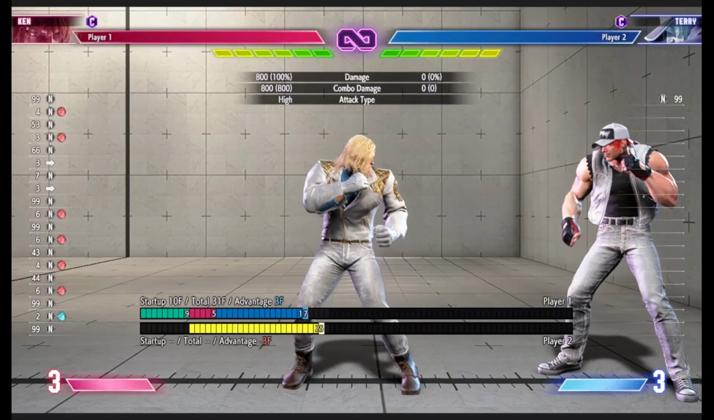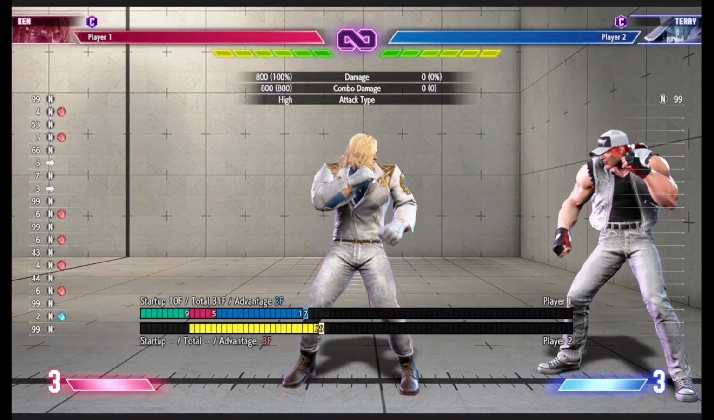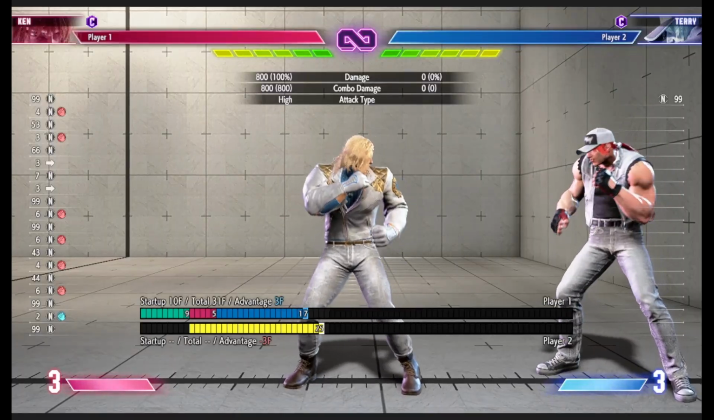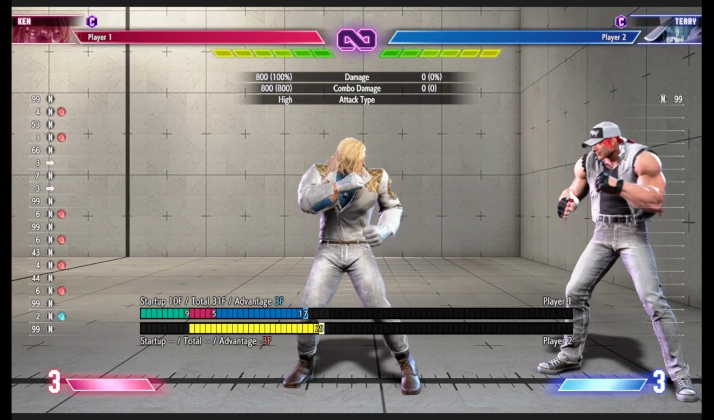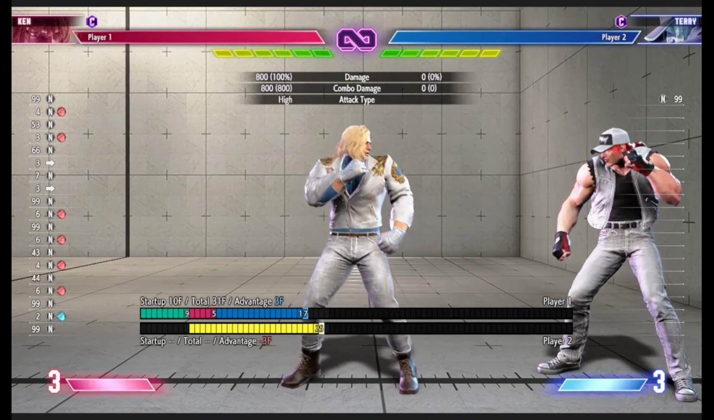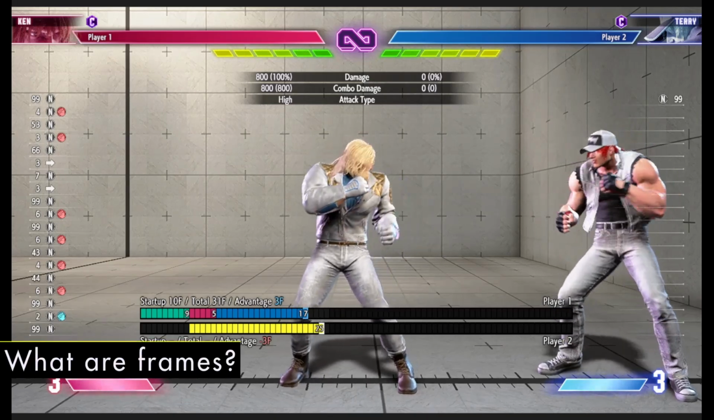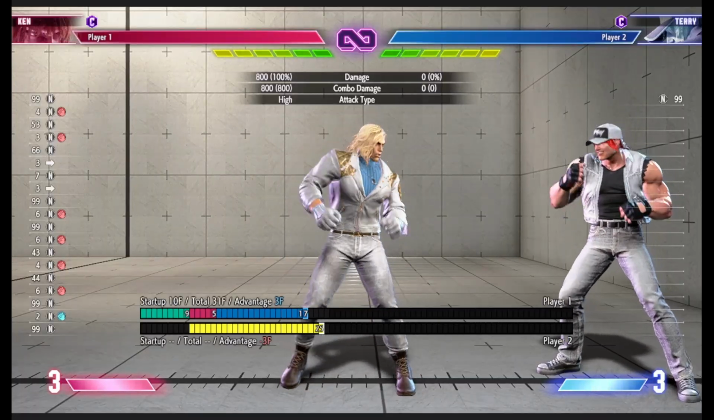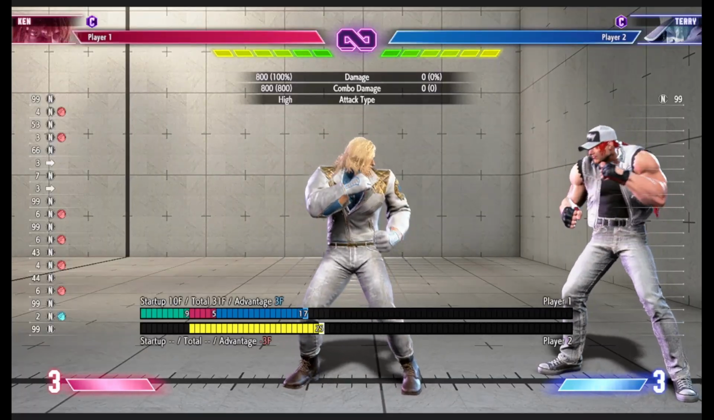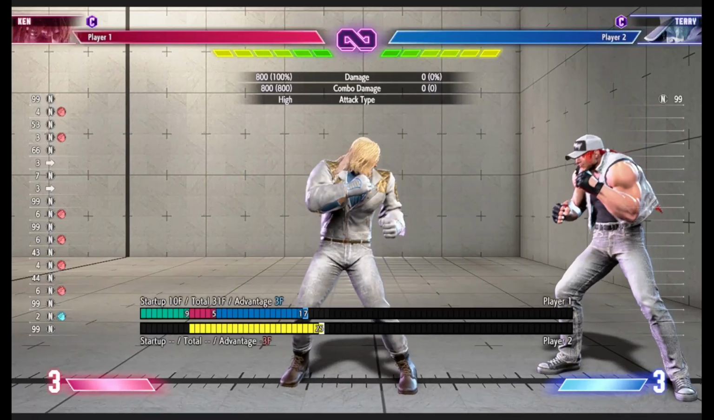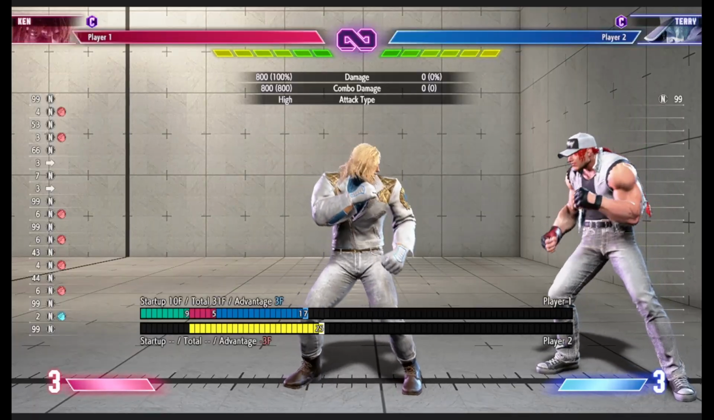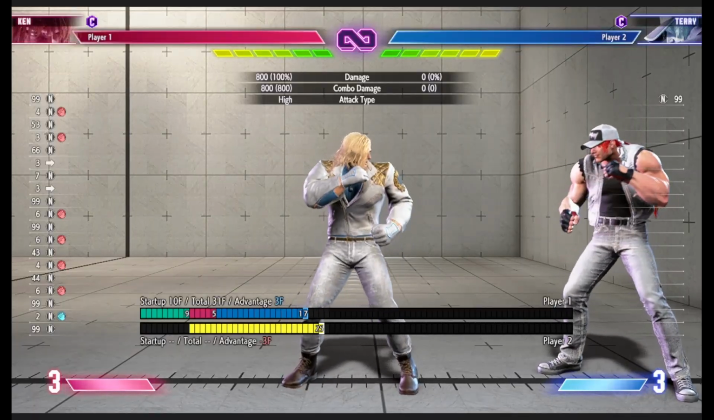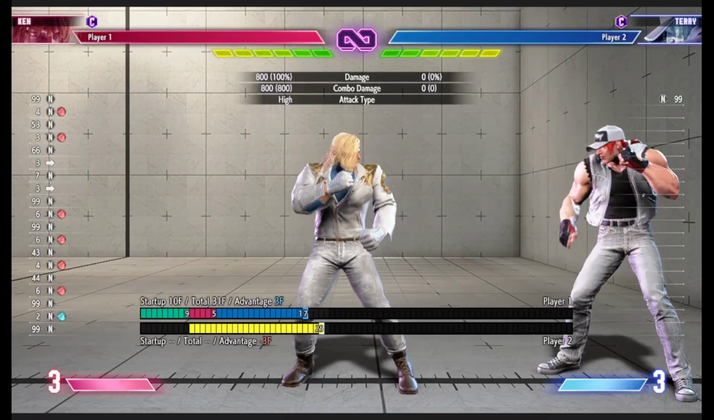Some of this you might know already. Some of this you might not know. But we're going to go over absolutely everything. At least everything that I could think of. So first things first, in order to understand frame data, in order to understand positive and negative, in order to understand even how moves work in general, we have to know what a frame is in the first place.